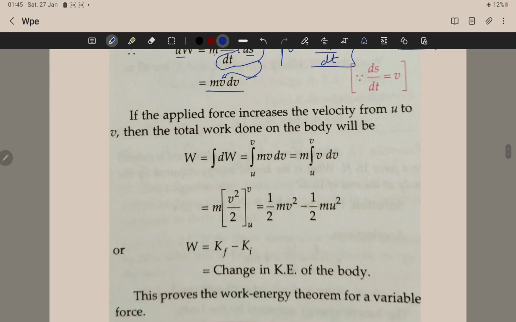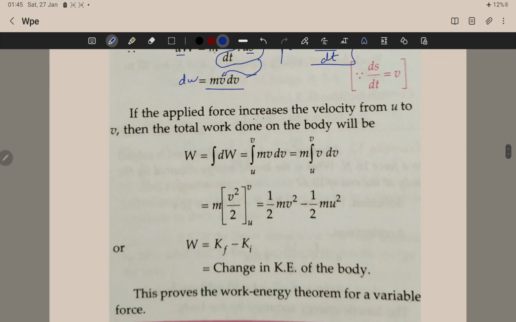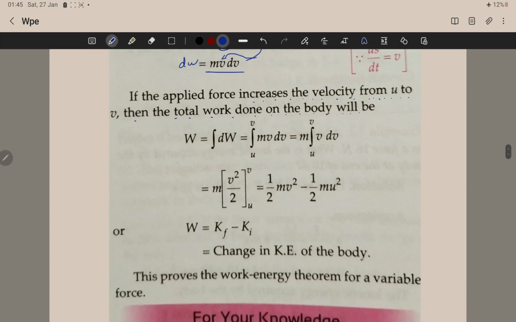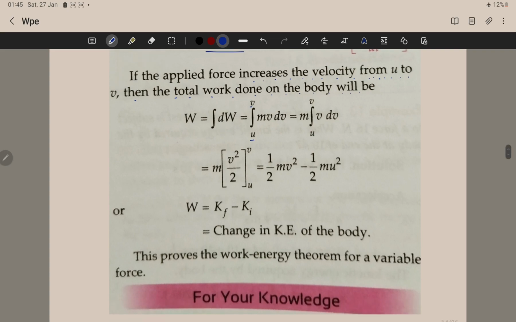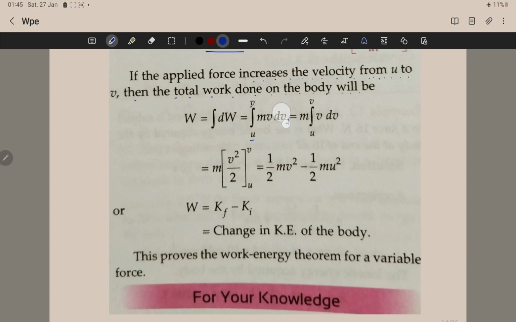Now from here we got a small work done as mv dv. If the applied force increases the velocity from u to v, then we can find the total work done. Here we take work done in terms of the function of velocity. The variable is dv, so we have to apply the limits of this velocity. Initial velocity is u, final is v.